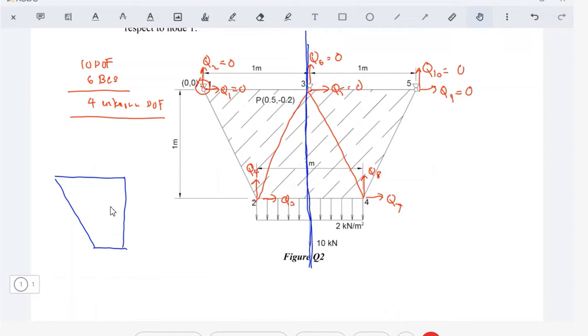Note that this one is still the same, a pin joint, right? So we know that Q1 and Q2 will still be 0. And at node number 3, this is also a pin joint. Now, what about this point here? Node number 2 has no boundary condition, right? So this is node 1, node 2, node 3, and let me renumber this as new node number 4.